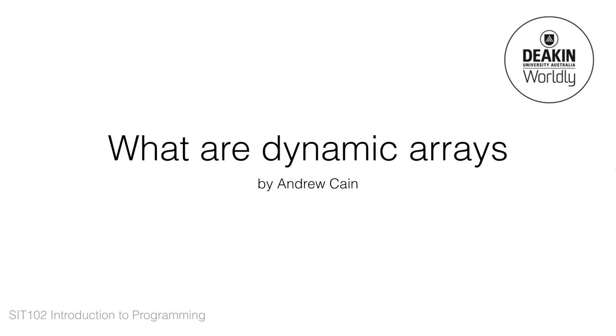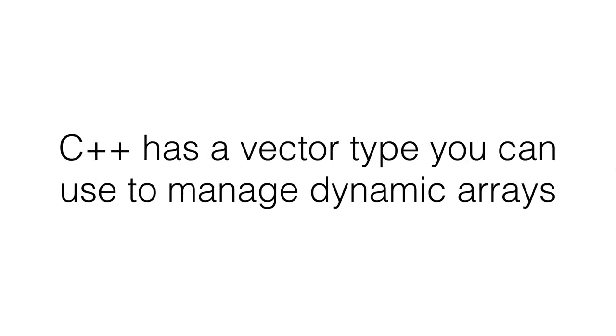What are dynamic arrays, and how can they help make our programs even more awesome? As we've seen so far, the arrays that we create have a fixed size. We can declare that size in the code, but then that's it. It's got that size. It can't grow bigger or smaller. Dynamic arrays allow you to have an array inside which elements can be added and removed.